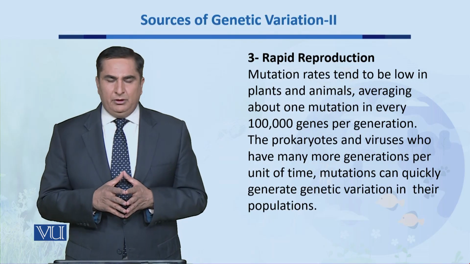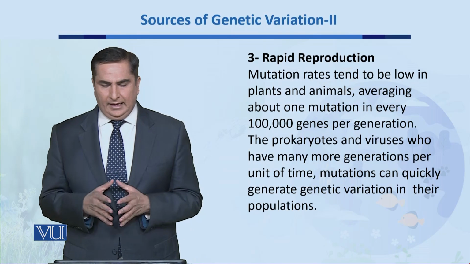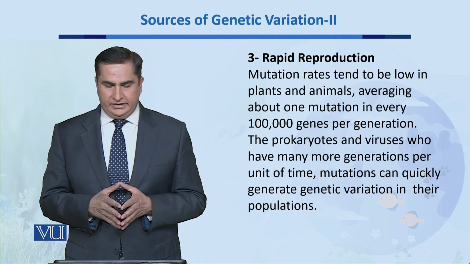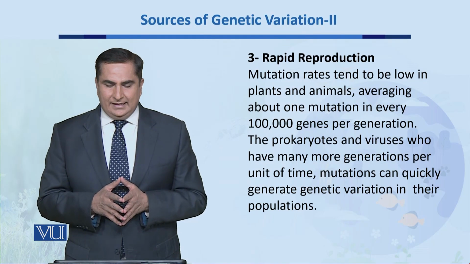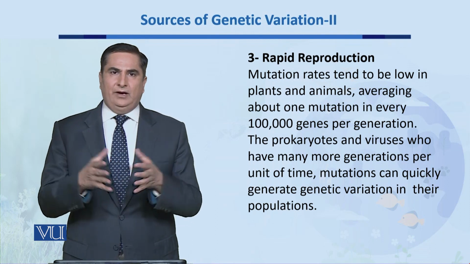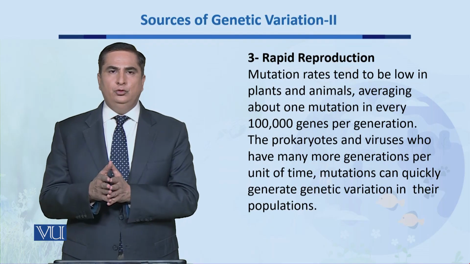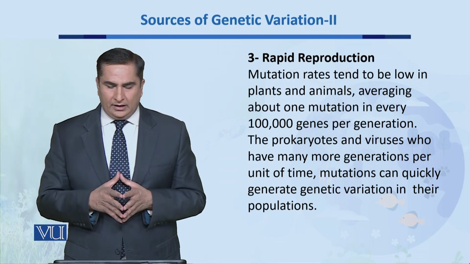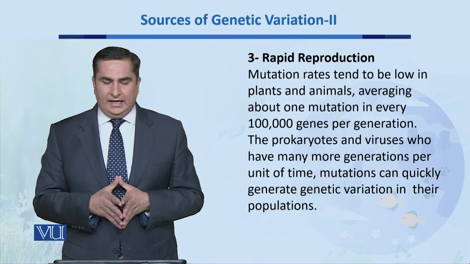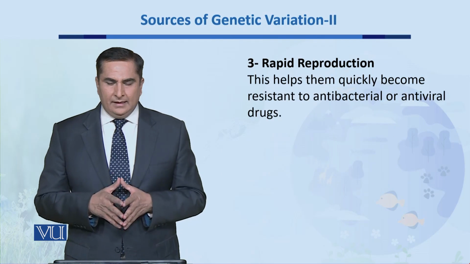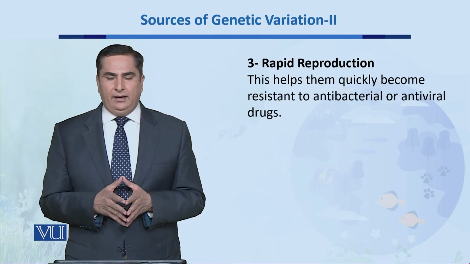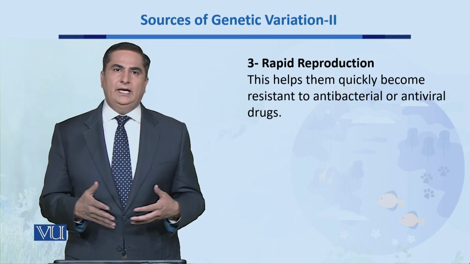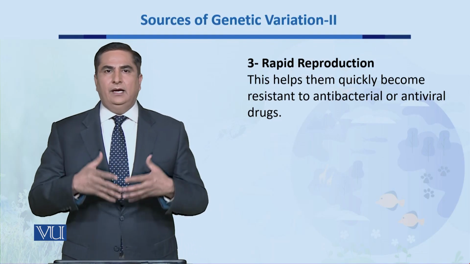Then we have rapid reproduction. Mutation rates tend to be low in plants and animals, averaging about 1 mutation in every 100,000 genes per generation. But prokaryotes and viruses have many more generations per unit of time, as you are aware that normally a bacterium can divide into 2 in just 15 or 20 minutes. So they have more generations per unit of time, and in these organisms, mutation can quickly generate genetic variation in their population. This helps them quickly become resistant to antibacterial drugs in the case of bacteria, and antiviral drugs in the case of viruses. So they quickly adapt or become resistant to existing antibiotics.